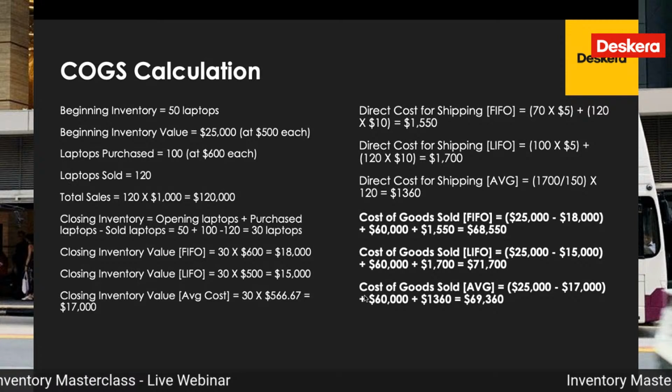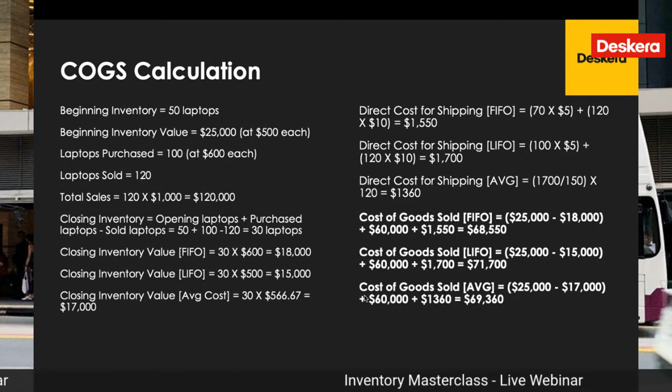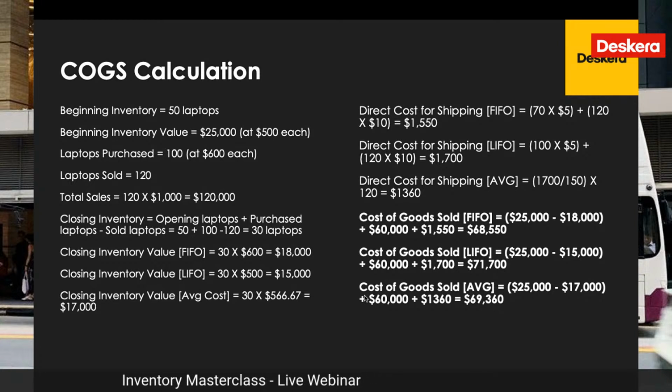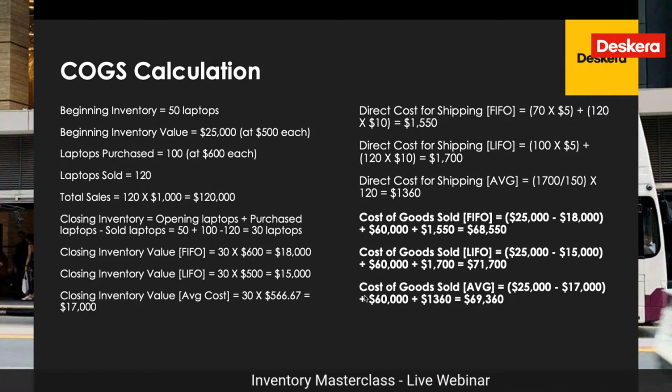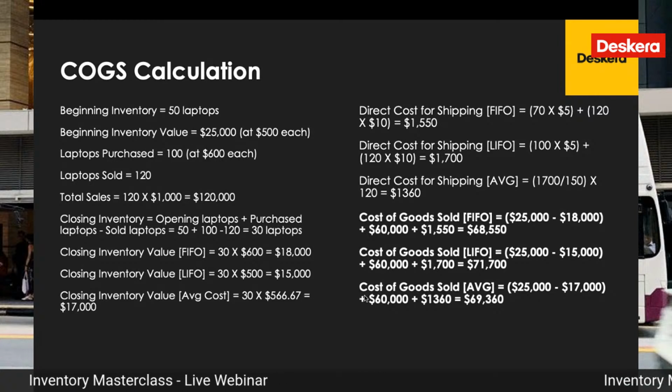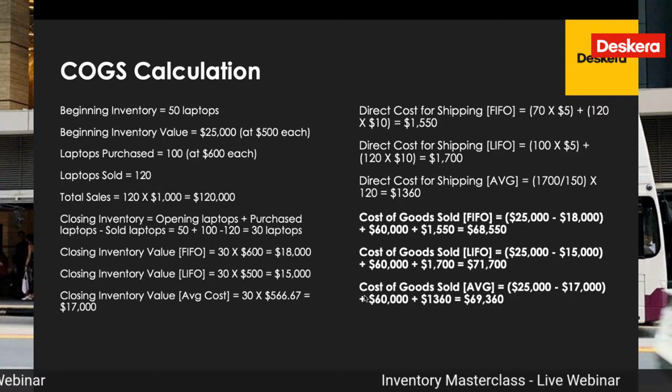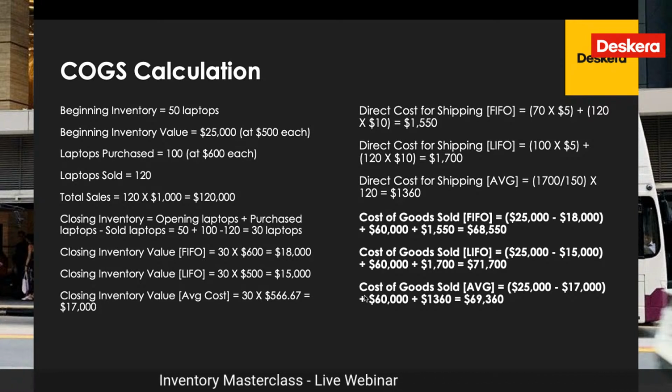Now, my closing inventory is my opening laptops plus the number of laptops I purchased minus the sold laptops, because that's what I end up with, which is 50 plus 100 minus 120. So I end up with 30 laptops here. Now, what is my closing inventory value? As we saw in the earlier example, we will have different numbers based on whether we use FIFO, LIFO, or average cost. Before I go any further, David, any questions?